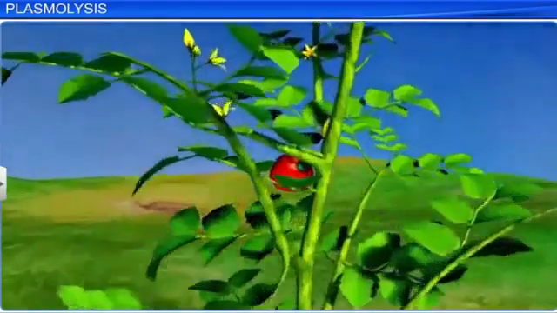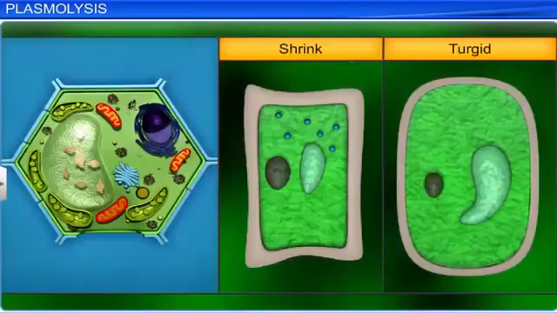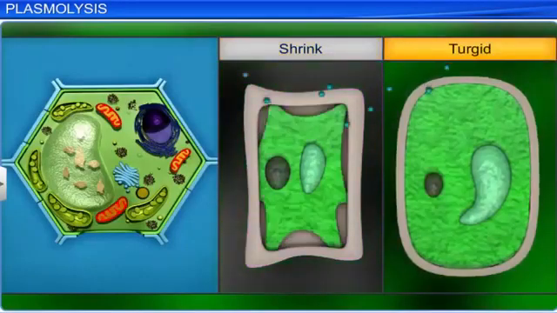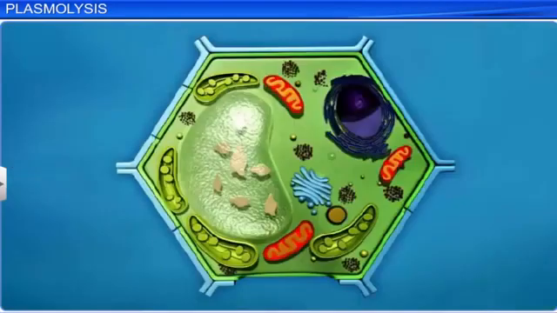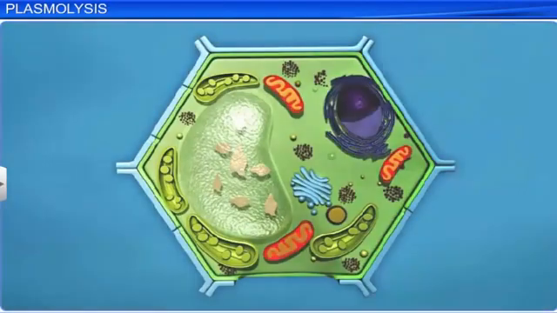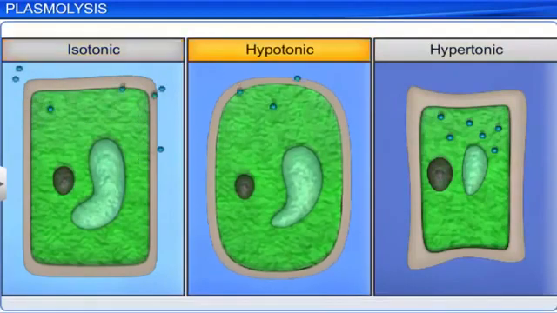Movement of water in and out of a plant cell is essential to a plant's existence. The plant cell wall can either shrink or become turgid in response to the movement of water. It is the surrounding solution of the cell that decides the direction in which water flows. The surrounding solution can be categorized into three types: isotonic, hypotonic, and hypertonic.